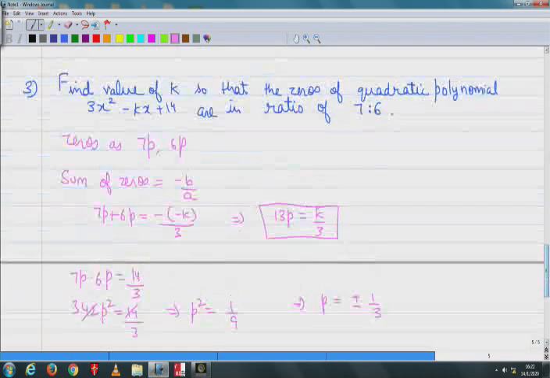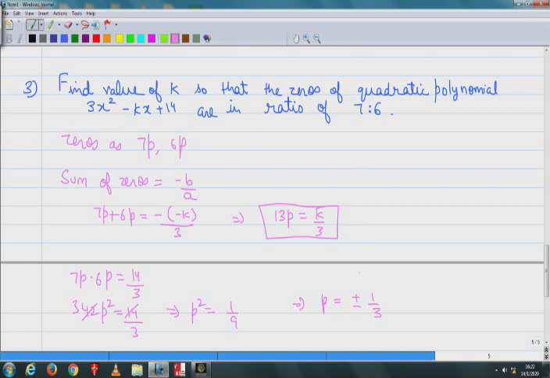Now here, the main thing is whether the value of p can be positive or negative. When positive it is okay, but when p is negative, let's say minus 1 by 3, then our zeros will become minus 7 by 3 and minus 6 by 3. That will also work because this can also be the product of zeros. Both can be negative because the ratio is positive, so p can be either positive 1 by 3 or negative 1 by 3. So we have two cases.